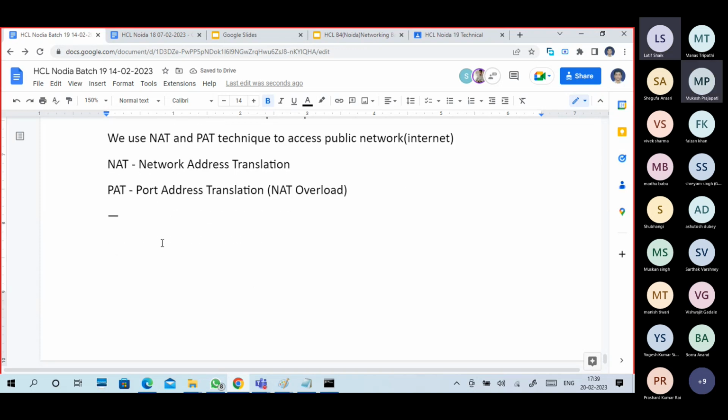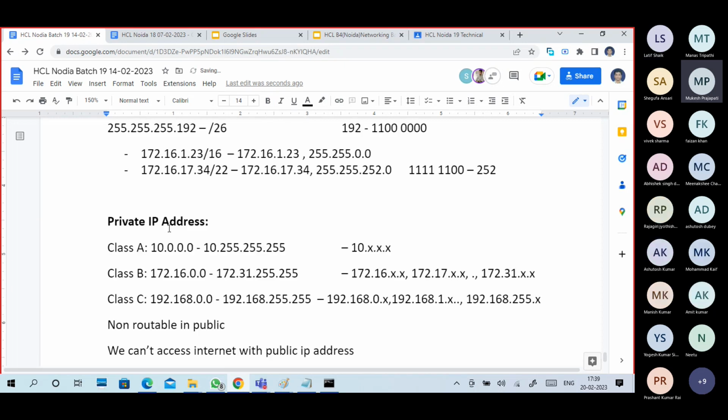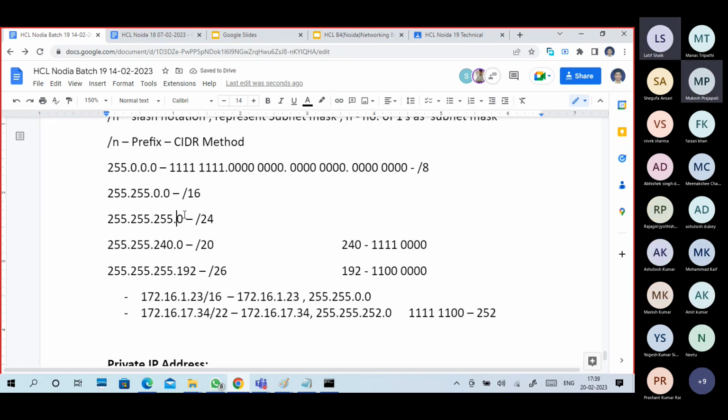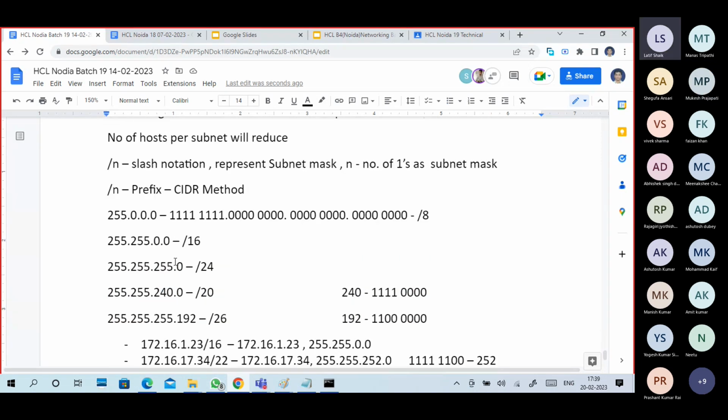If it is a private, how can we access, sir? Before private, sir. Scroll up, sir. This one. Yes, sir. /16 and /24. How did you get that? Yeah, this is a subnet mask. Okay, put the subnet mask into binary form.